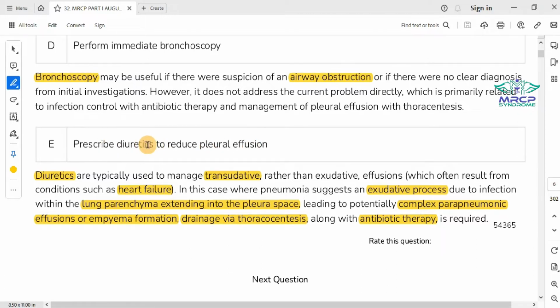And with respect to the diuretics, they are usually indicated for transudative pleural effusion, like in heart failure or hepatic failure. But in this case, it is a pneumonic consolidation. It falls under the exudative pleural effusion.